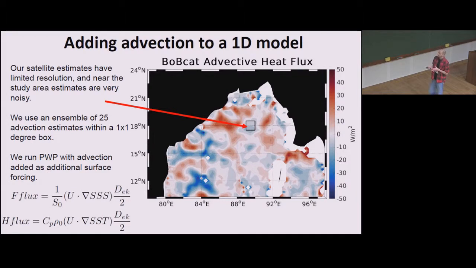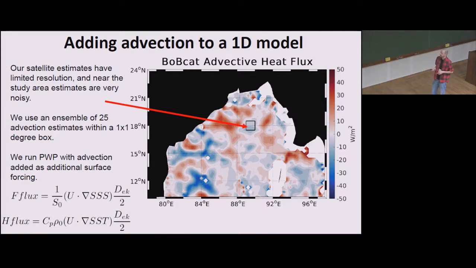The issue with what I'm doing is that satellites are limited in resolution and there are all sorts of approximations going into here, so I have a box that's 1 by 1 degree that has a lot of noise in it. The estimations in here have a lot of variability. I'm not sure how to average that out. So what I do instead is I create an ensemble of all of the estimates that are inside of that box, and then I use that to force PWP.